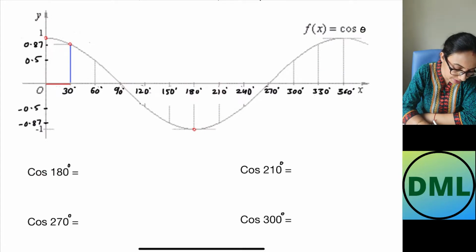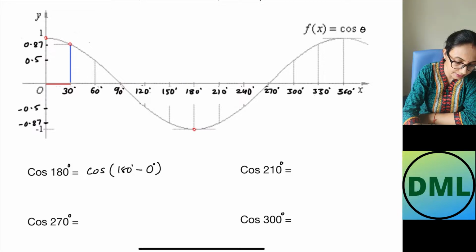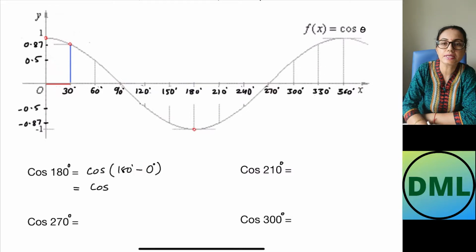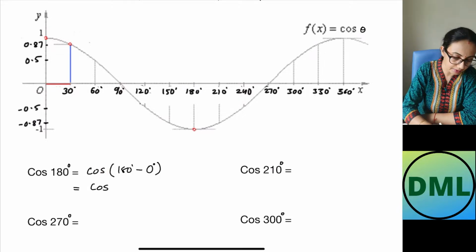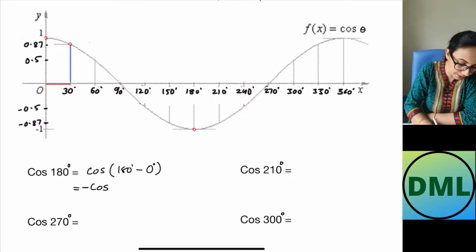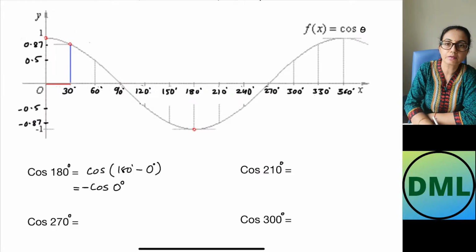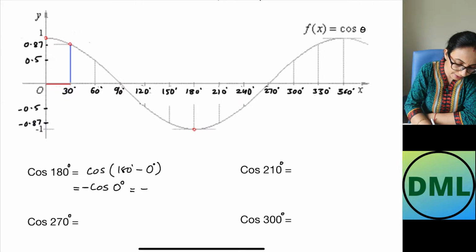Cos 180 degree will be written as cos of 180 degree minus 0 degree. As we know, for 180 degree, cos will not change, cos will remain cos only. Let's write down cos here. 180 degree minus, I am reaching the second quadrant. In the second quadrant, cos theta is negative. So let's put the negative sign in front of that and the angle will be 0 degree. Cos 0 degree is 1. So my value will be negative 1. As you can see from the graph here, cos 180 degree is negative 1.